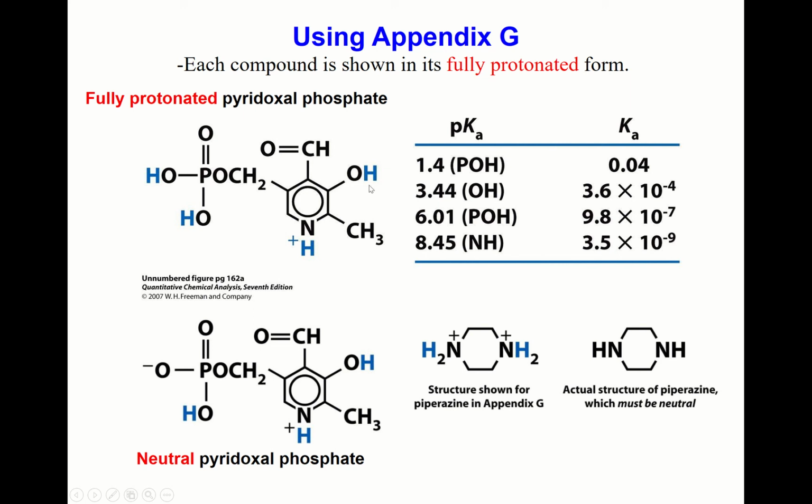Okay, this one is the second easily deprotonated, and then the third one is this proton. It says POH. And finally, this proton bound to the nitrogen is the least acidic proton.